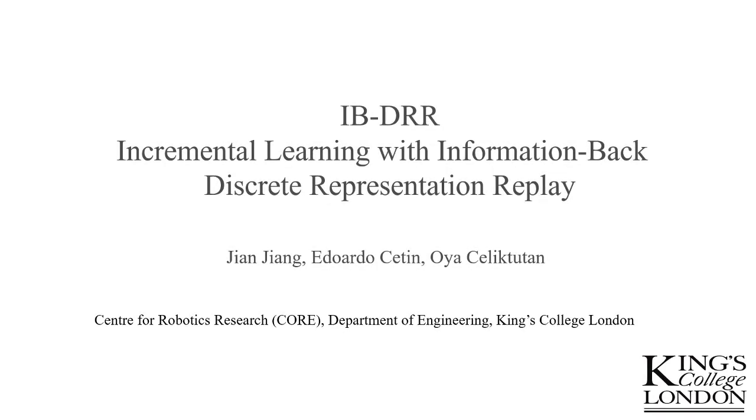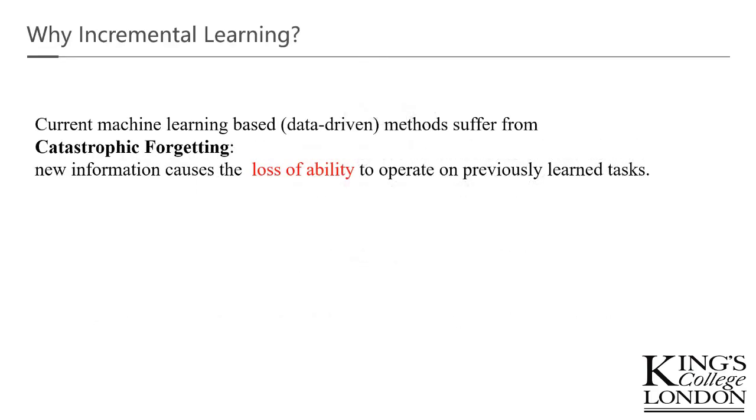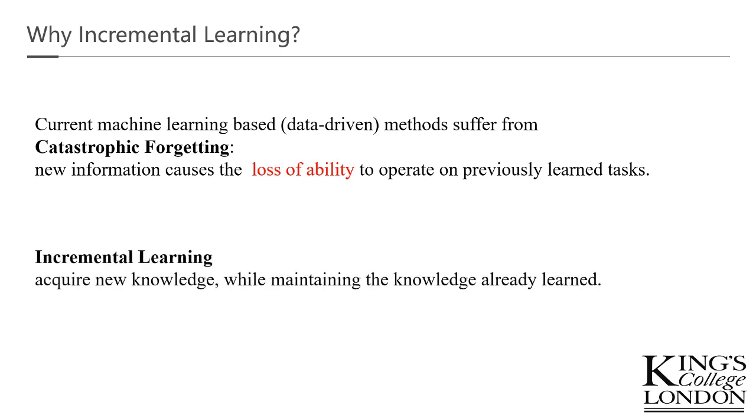This video will describe how information-backed discrete repetition replay can be used for incremental learning. Current deep neural networks suffer from catastrophic forgetting. That is, when the model is continuously updated using novel incoming data, the updates can override knowledge acquired from previous tasks. Incremental learning aims to design systems that can keep learning new knowledge while maintaining the performance for the previously learned tasks.